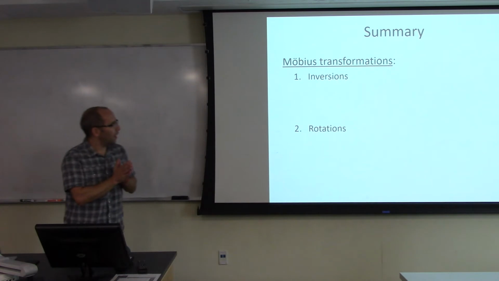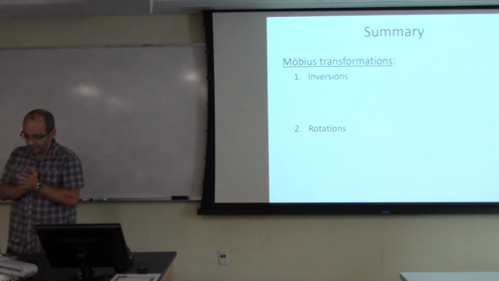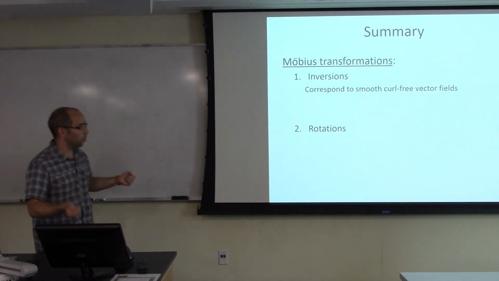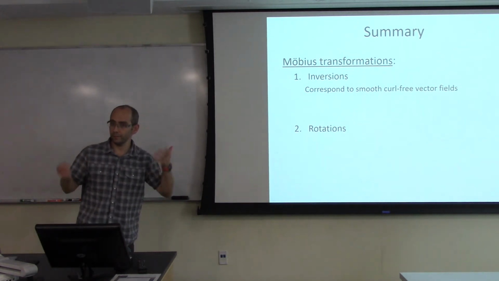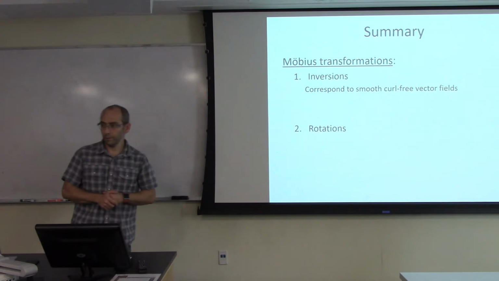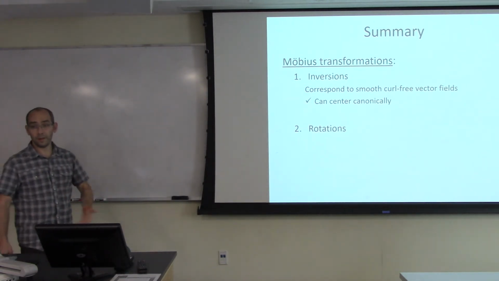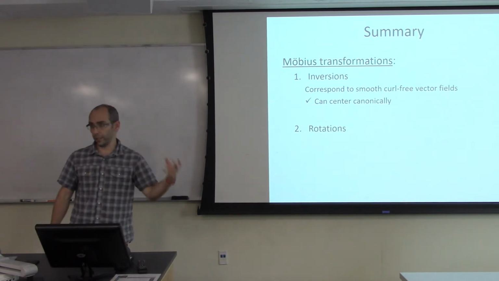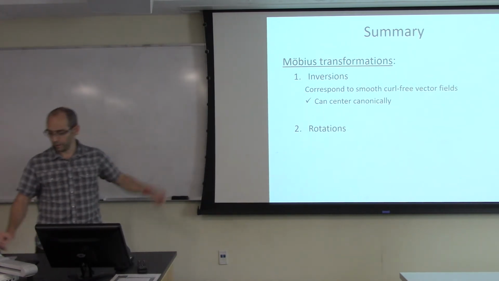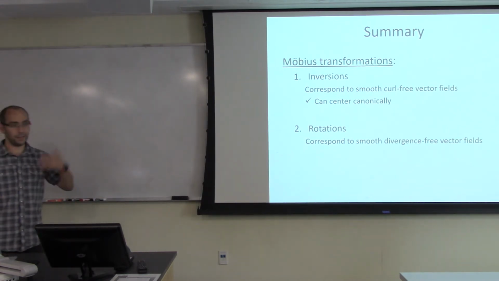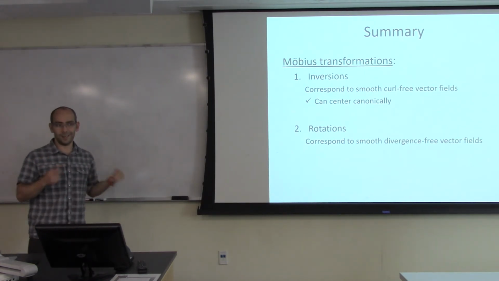So there we go. Mobius transformation, we're looking at inversions and rotations. Inversions correspond to motions along curl-free vector fields, along the gradients of functions on the sphere, which means you can normalize for them canonically. You can do this on a per-shape basis, just like with translations, what we started with. Rotations correspond to divergence-free vector fields. They can't be the gradient of anything. You can't canonically normalize.